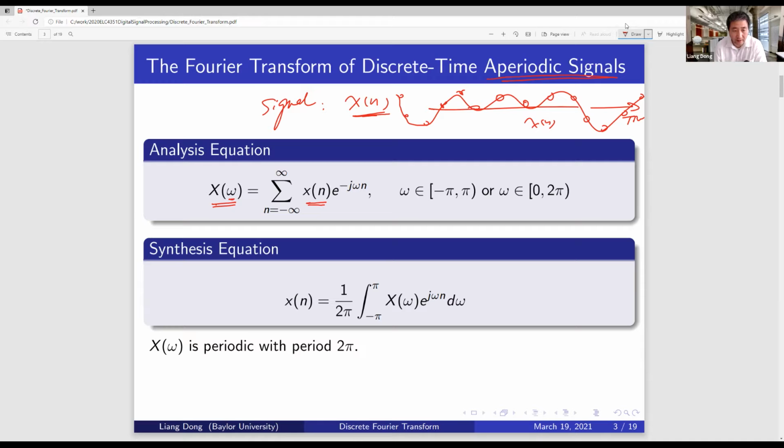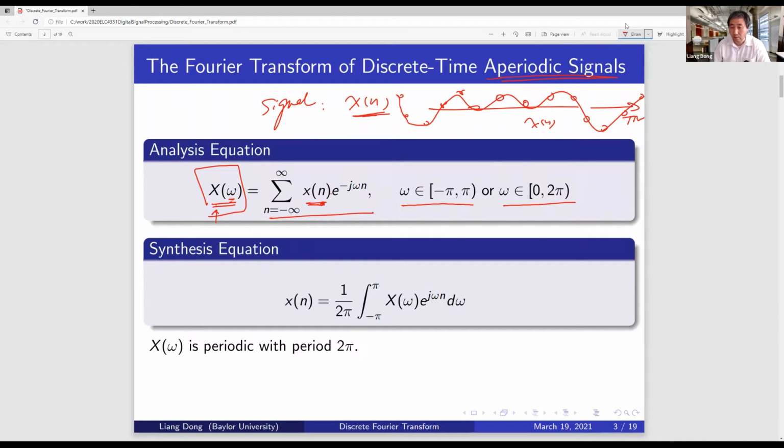The analysis equation is an infinite sum of x[n] times the kernel, e to the power negative j omega n, summed over n from negative infinity to infinity, because it's an aperiodic signal. I need to collect every time domain signal point, every sample. Once we do the analysis equation and find this frequency domain value, it is periodic. It is periodic because x[n] in the time domain is discretized. In the frequency domain, it's periodic with a period of 2 pi. So we can take omega from negative pi to pi, or omega from 0 to 2 pi.